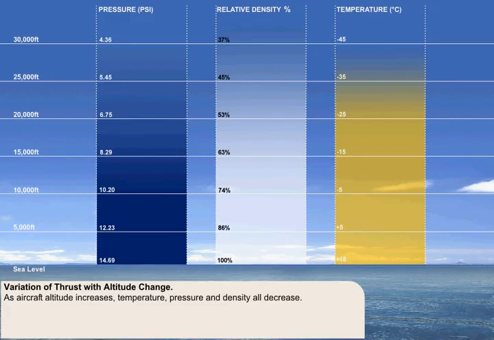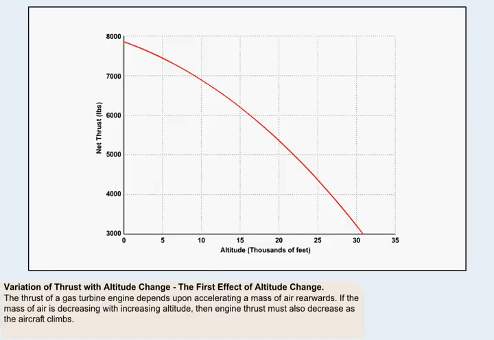As aircraft altitude increases, temperature, pressure, and density all decrease. The thrust of a gas turbine engine depends upon accelerating a mass of air rearwards. If the density of that air, and thus its mass, is decreasing with increasing altitude, then the thrust generated by that engine must also decrease as the aircraft climbs.